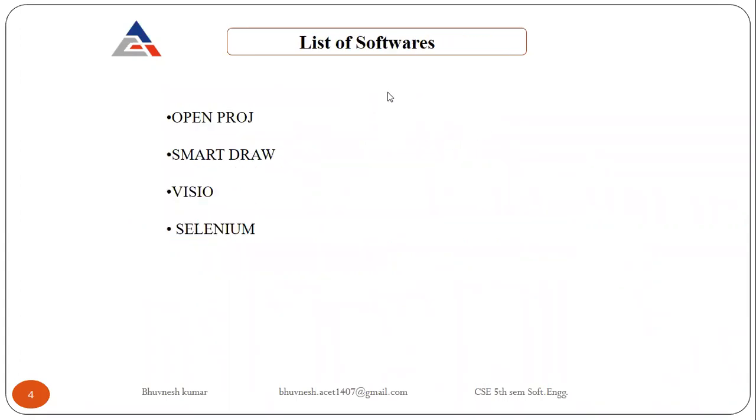The list of software that will be used is, first of all, OpenProj. OpenProj is Open Project, and this is a project management tool. The first practical that we will perform is on OpenProj. Then, to draw your DFDs and UML diagrams, the software that we will use is SmartDraw or Microsoft Visio. To check the testing of your tool, we will perform some types of testing, and for that we will use the Selenium tool.